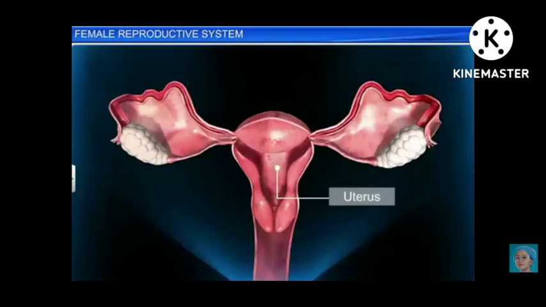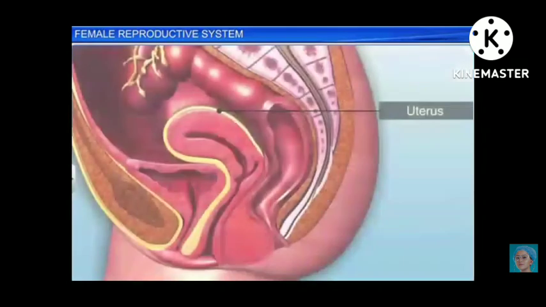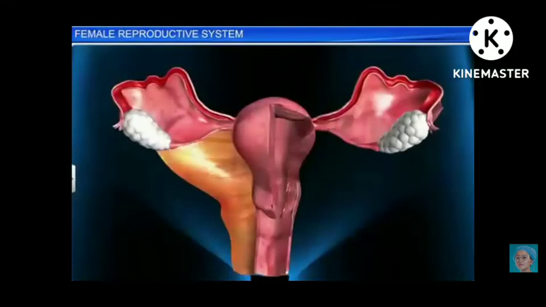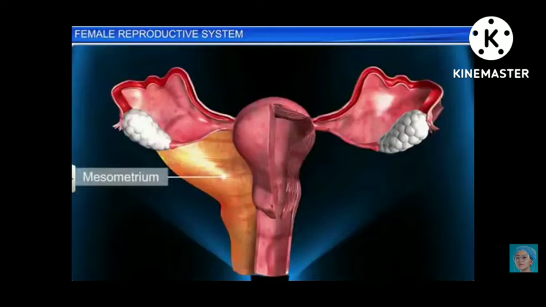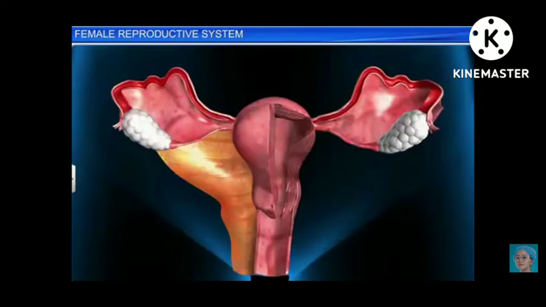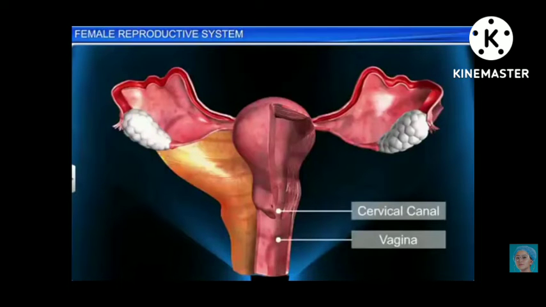The uterus is a hollow, pear-shaped muscular organ and is highly distensible. It is situated in the pelvic cavity between the urinary bladder and the rectum. It is also known as the womb. It is supported by ligaments attached to the pelvic wall known as mesometrium. The uterus opens into the vagina through a narrow cervix. The cavity of the cervix is called the cervical canal, which, along with the vagina, forms the birth canal.